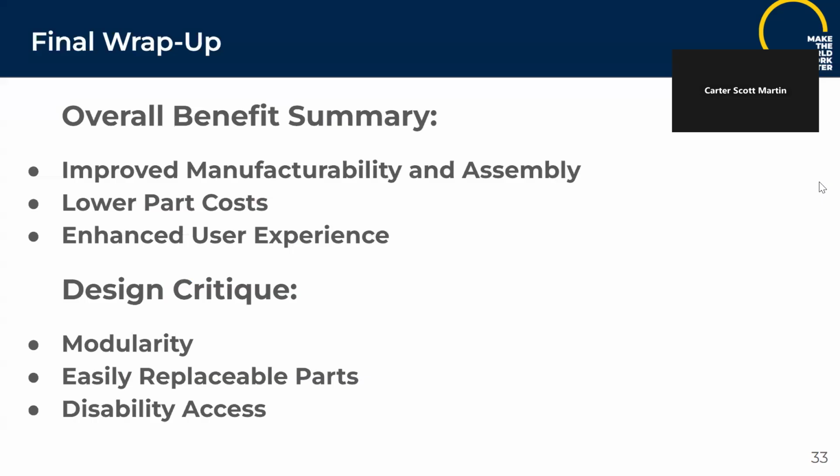As an overall benefit summary and our final wrap-up, our efforts improved manufacturability and assembly by lowering part costs, as well as enhancing the user's experience with the product, resulting in a positive experience. The few design critiques we have would be modularity for parts, making it so that the user could assemble and reassemble the parts themselves, as well as easily replaceable parts that people could find online, and being able to make the product accessible for people with disabilities.